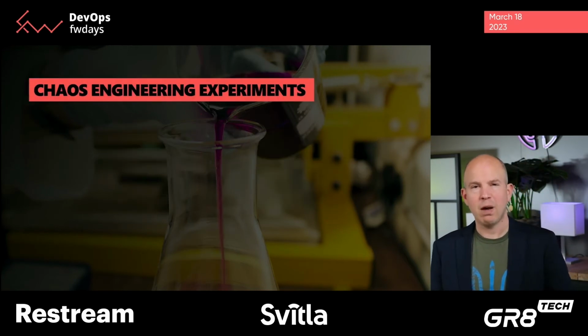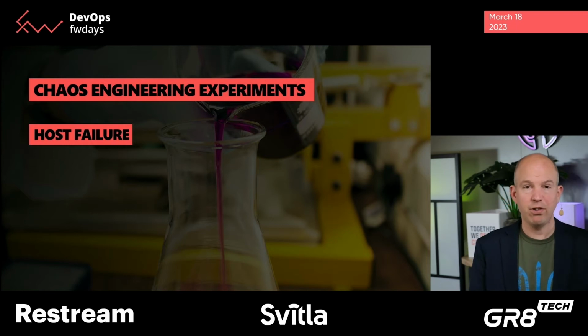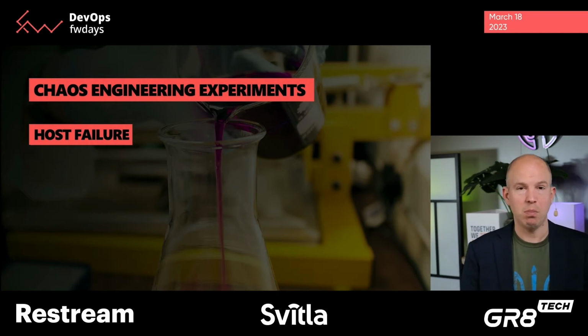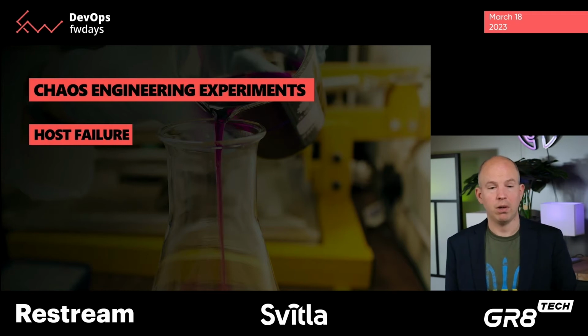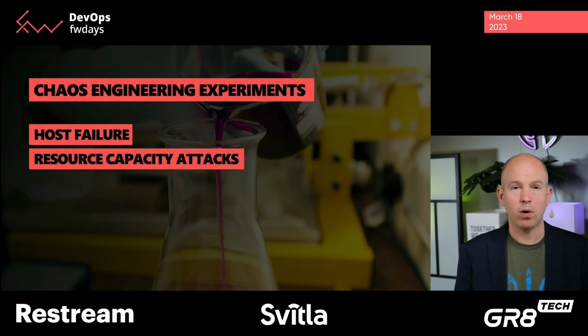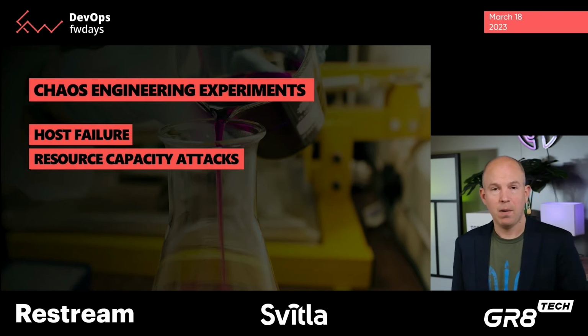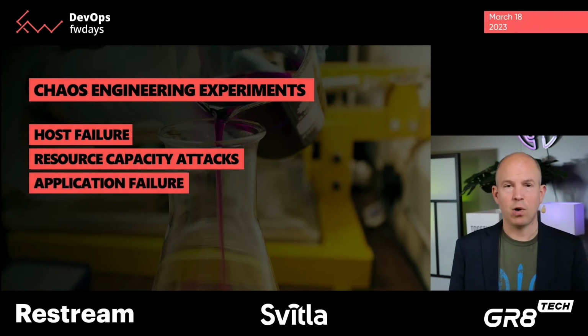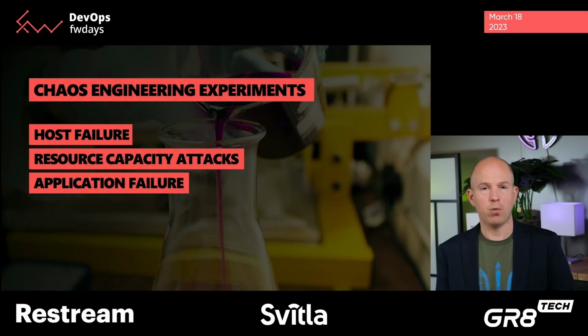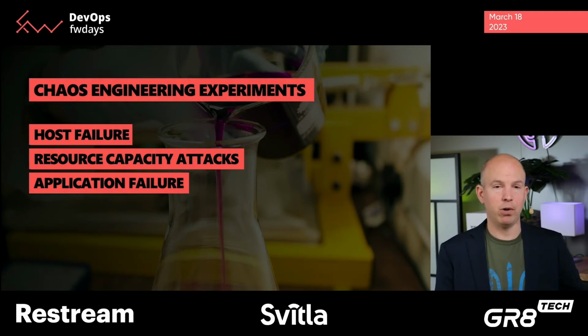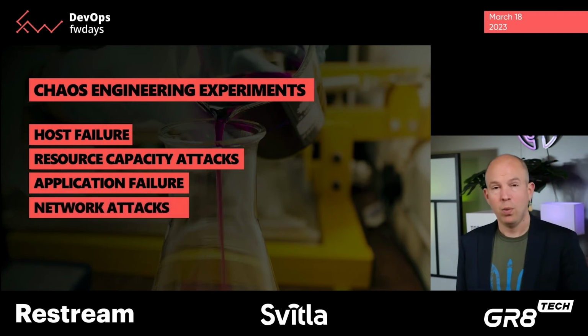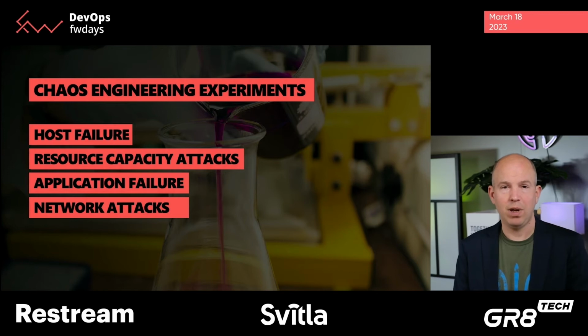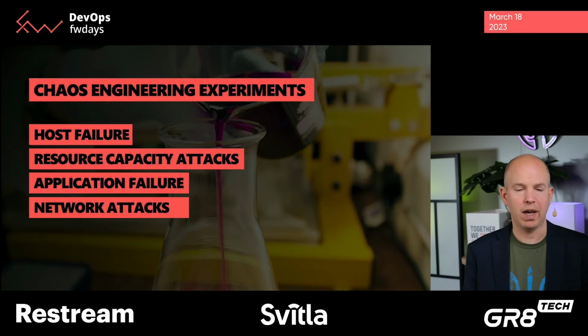So what kind of experiments can we actually do? As I just said, we can make one of those services crash, make one of the hosts fail. We can do resource capacity attacks, so make the CPU usage or memory pressure really high in one of those services to see what happens. We can inject some application failure, so let one of the services return error codes to see how the other service copes with that. We can add things to the network, add some latency, add packet loss, all those kinds of things to see how our application deals with that.